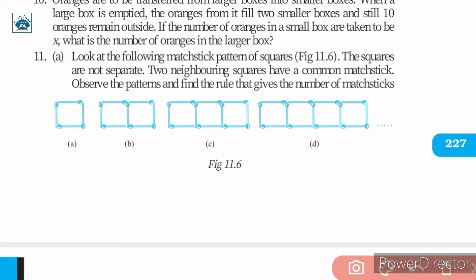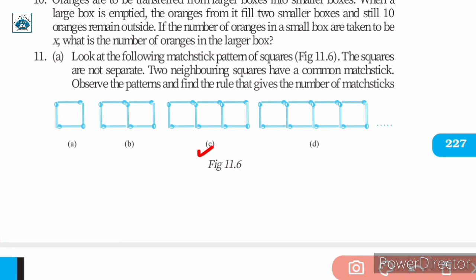That is, if I were to count the number of matchsticks required for making one square, then it is 1, 2, 3, 4. But for the case of two squares, the number of matchsticks is equal to 1, 2, 3, 4, 5, 6, 7. Here, this matchstick will only be counted one time. That is, in this case, if we have to make two squares, we will not need 8 matchsticks. We will only require 7 matchsticks.